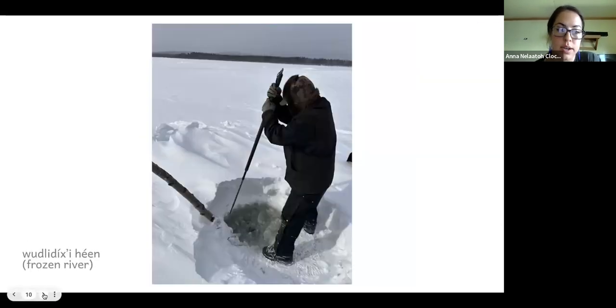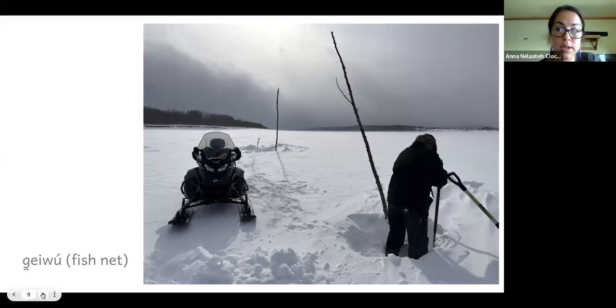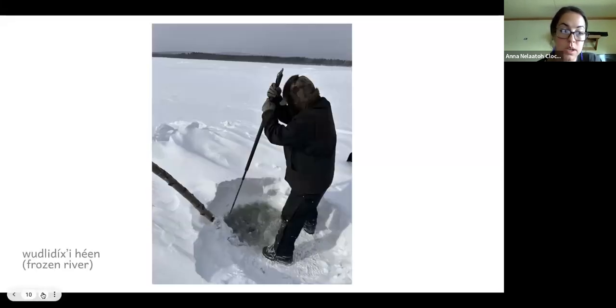But to check the fish net, you have to shovel out the snow and then chip the ice so that you can get to the pole to untie one end of the fish net and then pull it through on the other side. Ice, like frozen river or frozen water, is how you would say ice in this situation.